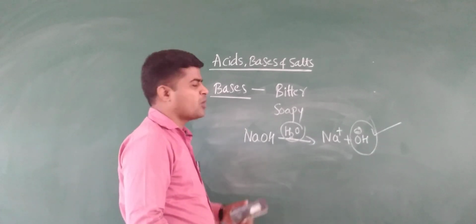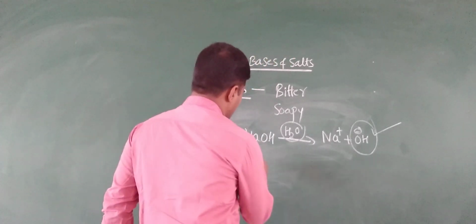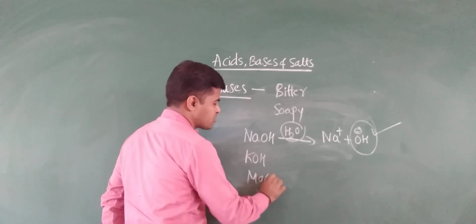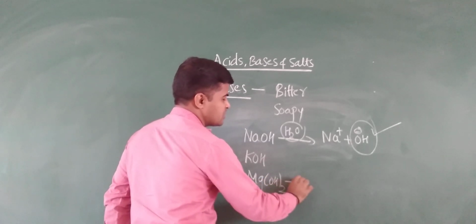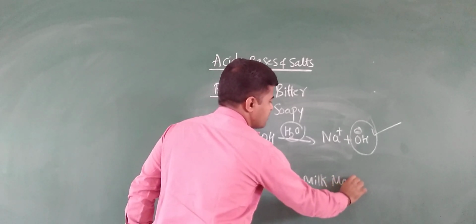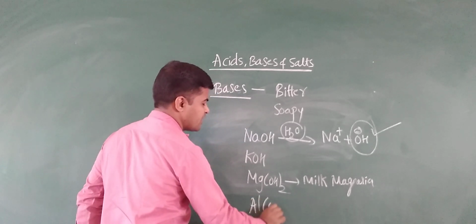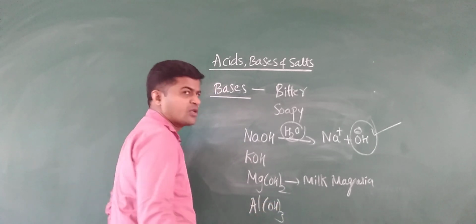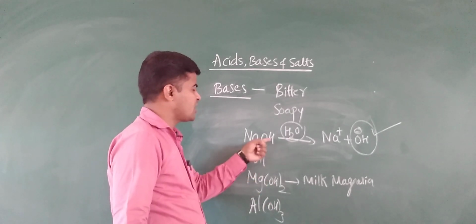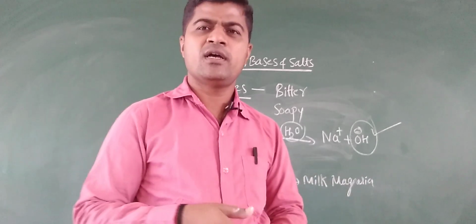This is about bases. Familiar bases include sodium hydroxide, potassium hydroxide, and magnesium hydroxide, which is also called milk of magnesia. Next, aluminum hydroxide, Al(OH)3. These are the bases which have OH minus ions in them, and that is why they are called bases. So this is about bases.